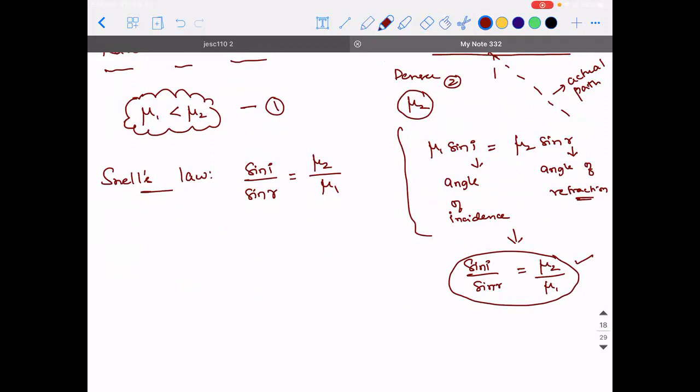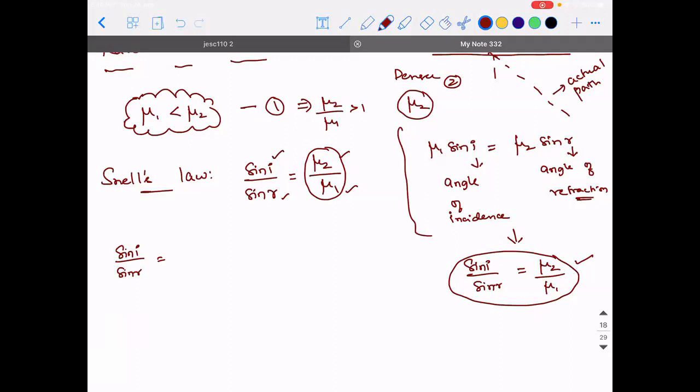Okay, this means sine and the refractive indices are inversely proportional to each other. I is in medium 1, R is in medium 2. So now observe, sin I by sin R is equal to, what can you say about mu2 by mu1? From this you can say mu2 by mu1 is greater than 1. Guys, are you able to understand why it is greater than 1? Because the refractive index of the denser medium is greater than the refractive index of the rarer.